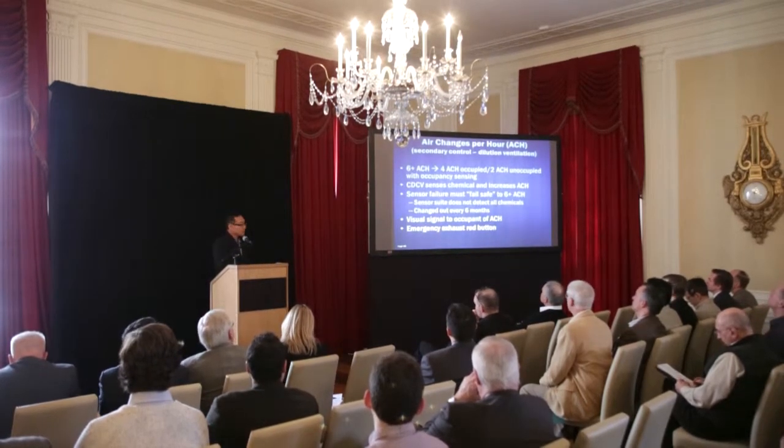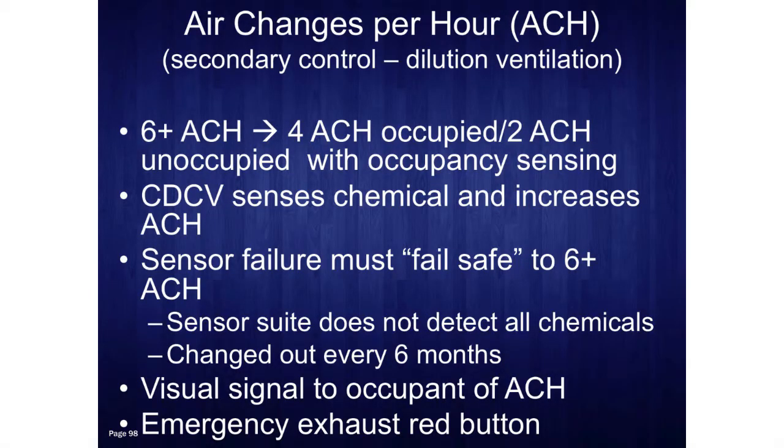So just to summarize what we're doing, as Mark and Matt have already mentioned, but just to drive the point home, what we're doing is we're reducing the air change rates from 6 to 4 in most labs and 2 when the labs are unoccupied. The CDCV senses chemicals and increases the air change rate if it senses an increased level of the contaminants. The sensors fail safe to 6+ if something were to go wrong with them, and we replace them every 6 months.